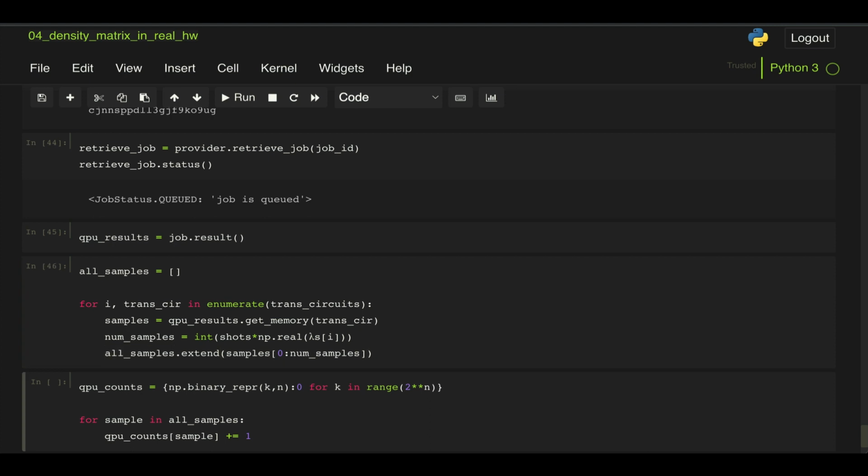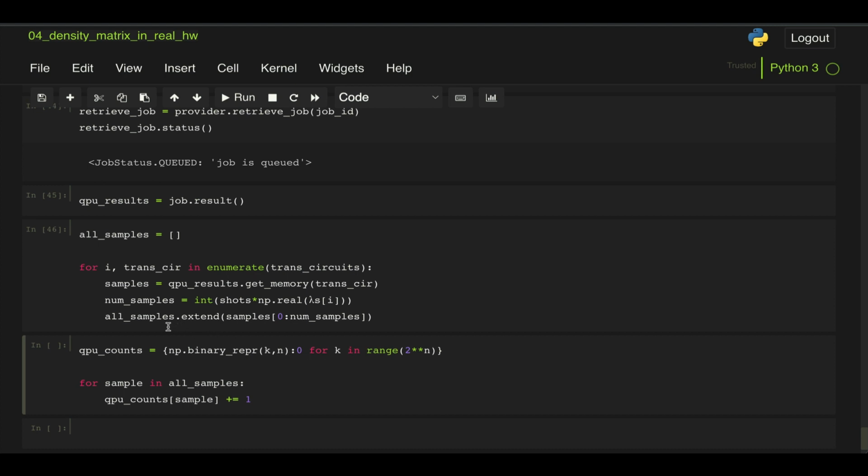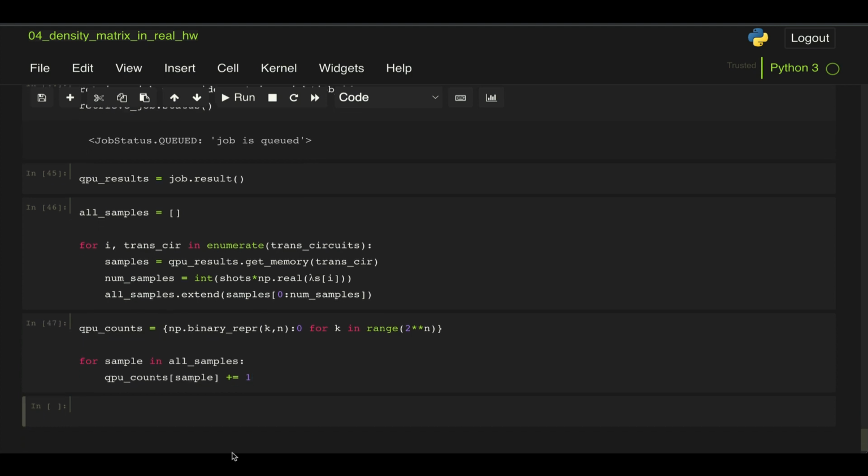So we run that. And then what we're doing here is now taking that list of samples and just turning it into a dictionary so we can compare the results with those of the simulations we ran above with the quantum info package and the simulator, where we did exactly the same thing we had done here with real hardware. So let's run that too, and then let's compare all the results here.